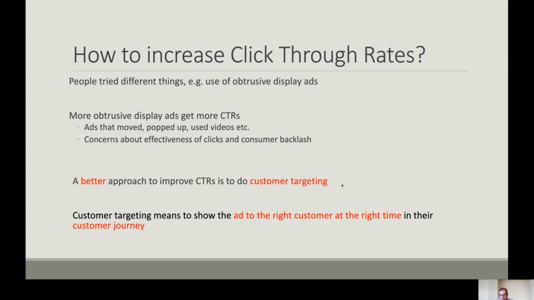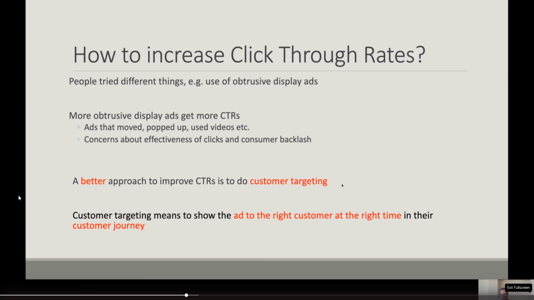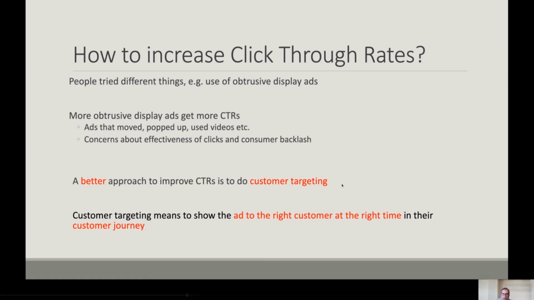And the best approach that works well is, again, to do consumer targeting, which, as we have already discussed, means: can we show our ads to the consumers at the right time of their consumer journey? So it again boils down to that basic principle, okay?